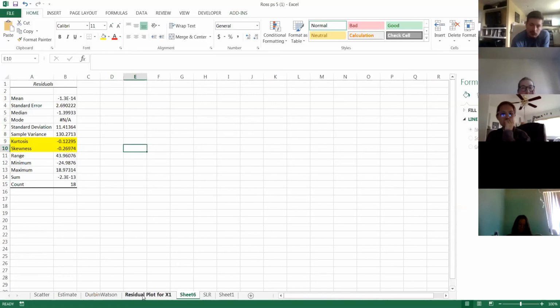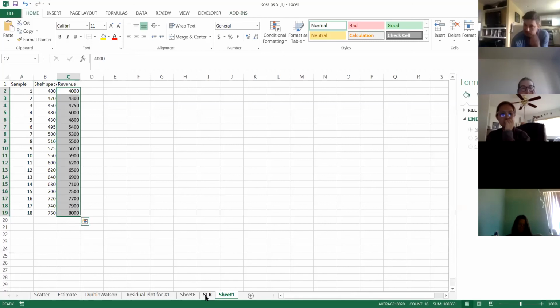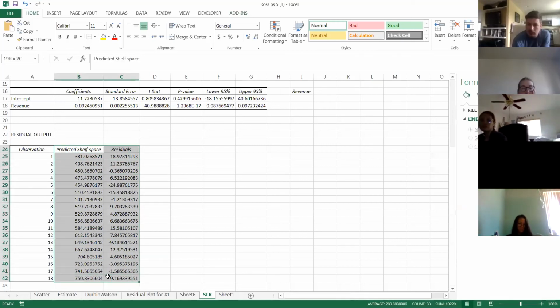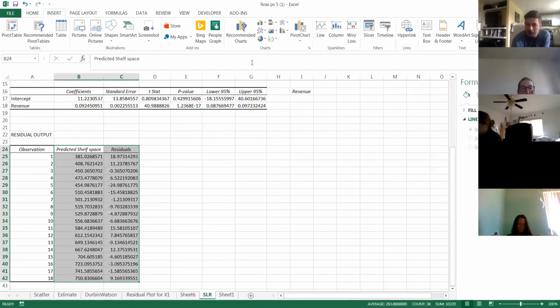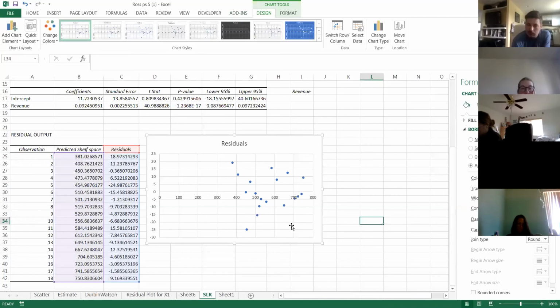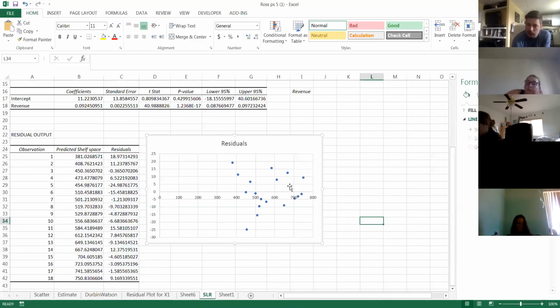Okay. Now, the last thing I want to check is my equal variances. And what I'm going to do to check that is plot my predicted against residuals. Insert, scatter diagram. And what I don't want to see is a wedge shape. And so I would say that my assumptions are correct.